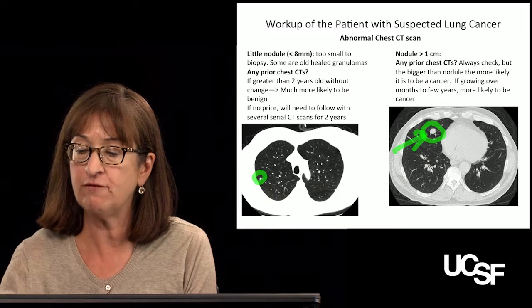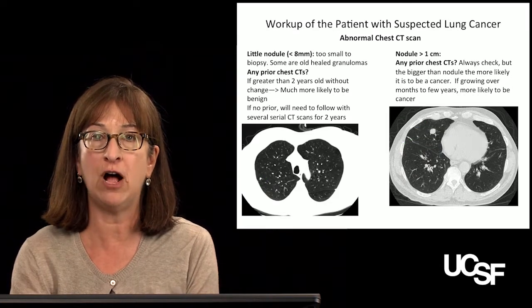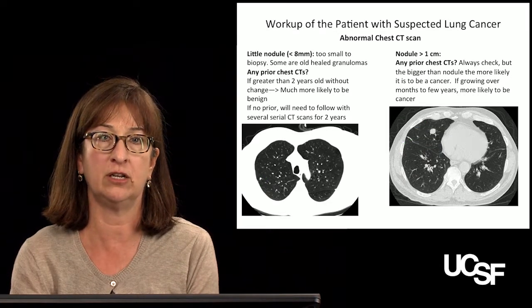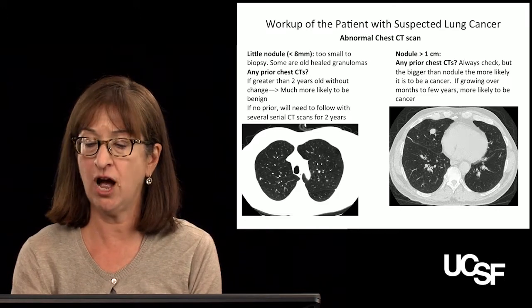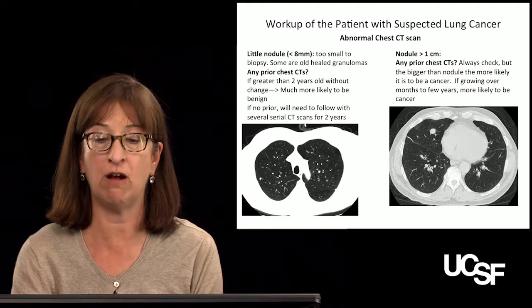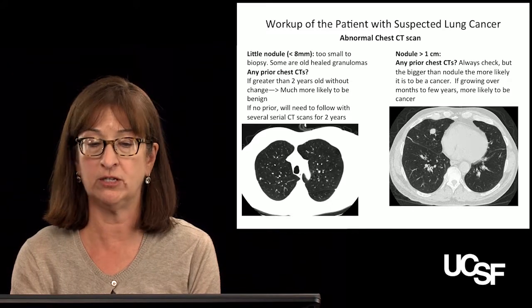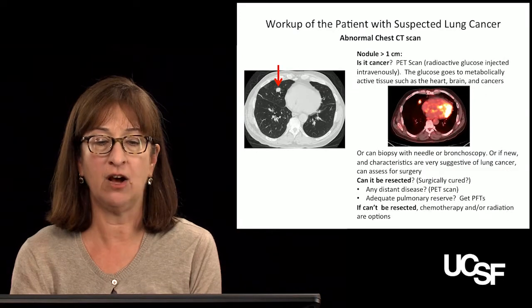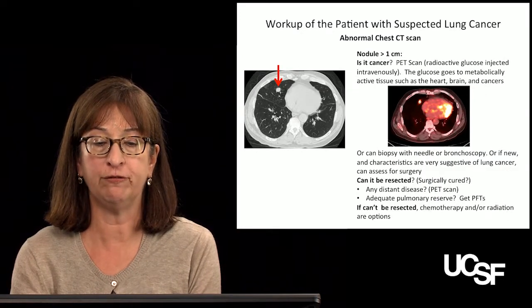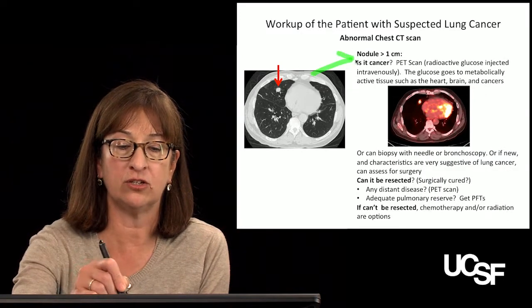Now, generally, if it's over a centimeter, we don't follow it with CAT scans serially, again, because the risk of this being a cancer is much higher. So we tend to try to figure out what this is at the time of presentation. Now, so what can we do? First of all, our first question: is this cancer?